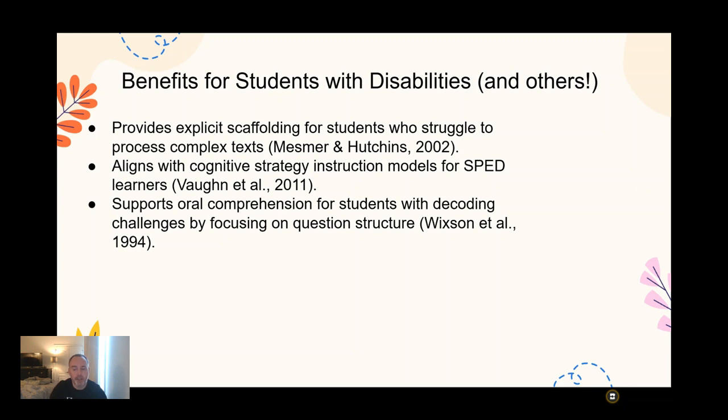And then obviously it's going to benefit our students with disabilities and just all of our students, because we're getting that explicit scaffolding I just talked about for the students who struggle to process more complex texts, which we deal with a lot once again in social studies. It's also going to align with the cognitive strategy instruction models for special education learners. So this works and fits within almost any special education strategy instruction framework. And it's going to support oral comprehension for students with decoding challenges by focusing on question structure.